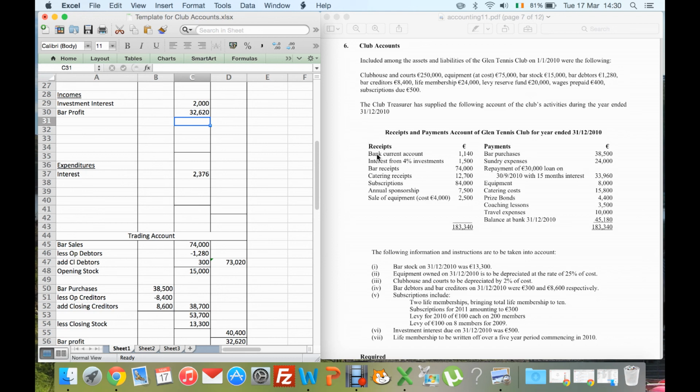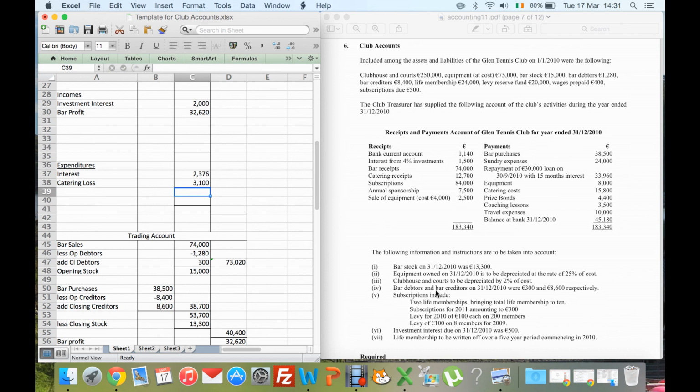So if we go through the rest of it, interest from the investments, we've dealt with that. Bar receipts, we've dealt with. Catering receipts, and then there's catering costs. So we notice the costs were more than receipts, so we'll have catering loss. It is okay to put catering receipts here and catering costs here. There's no problem doing that, but I just find it's easier to put the two of them together. So there's a loss in this case, which is 15,800 expenditures. Take away the receipts of 12,700.